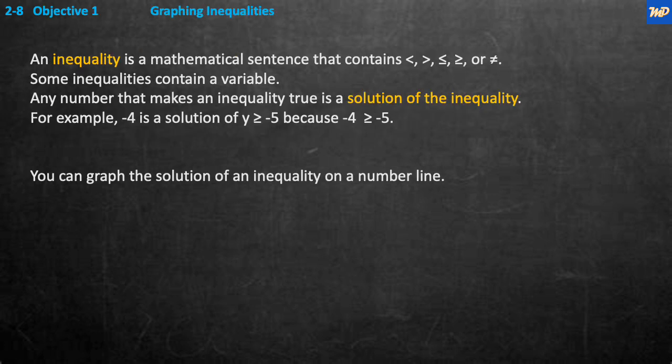Objective number 1, graphing inequalities. So we'll start by repeating the definitions that I just read. An inequality is a mathematical sentence that contains a less than, a greater than, less than or equal to, greater than or equal to, or a not equal sign. Some inequalities contain a variable. Any number that makes an inequality true is a solution of the inequality. For example, -4 is a solution of y is greater than or equal to -5 because -4 is greater than or equal to -5. You can graph the solution of an inequality on a number line, and we'll be doing some of that here.